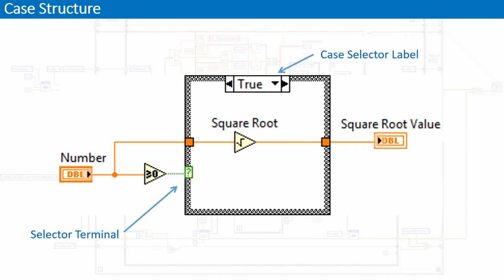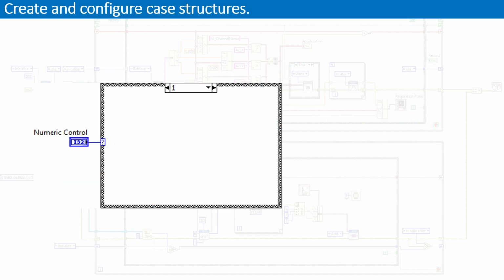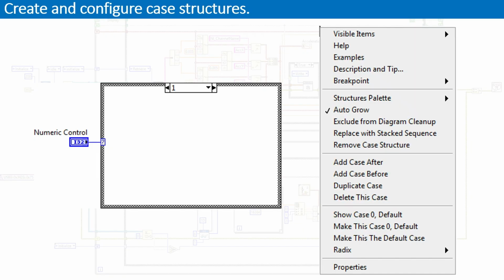When the terminal's value matches a case label, that case executes. If no match exists, the default case runs. You can manage cases using the shortcut menu by right-clicking the case structure boundary. Options include removing the case structure, that is, keeping only the current case's code, adding cases after or before the current one, duplicating a case for similar logic, or deleting a case.